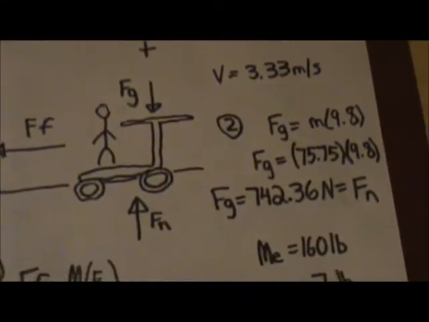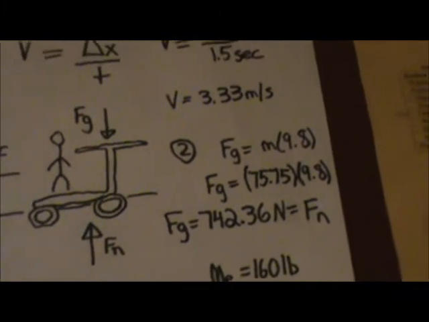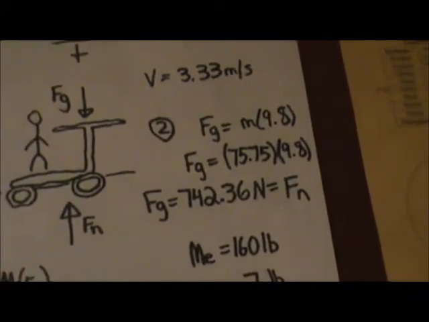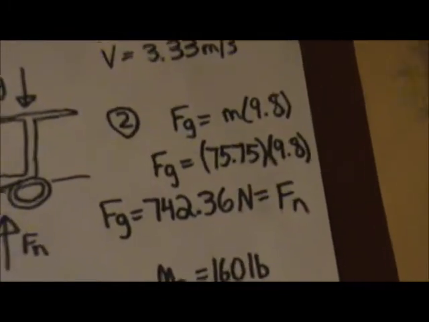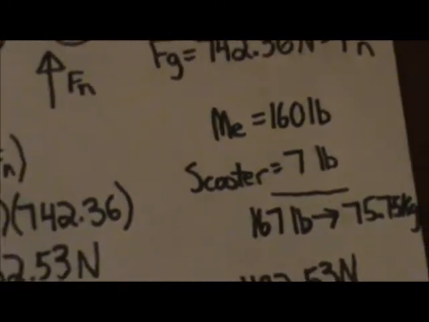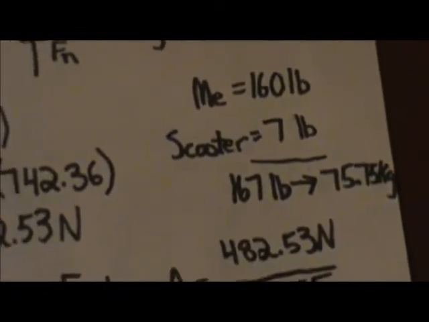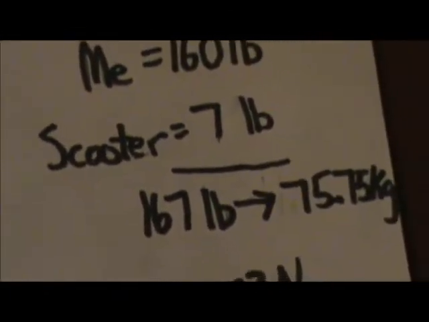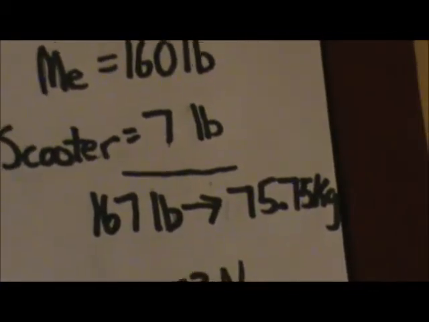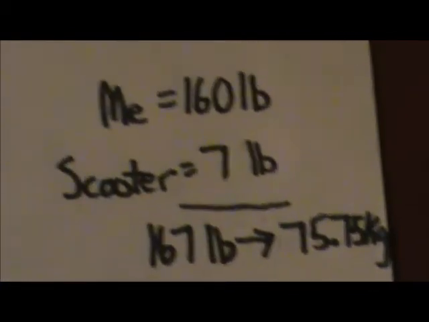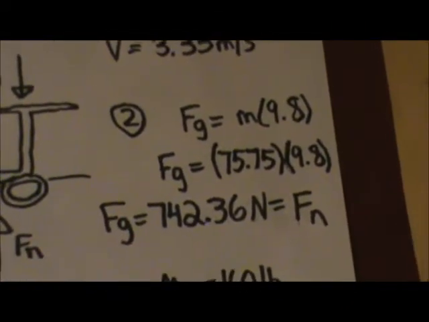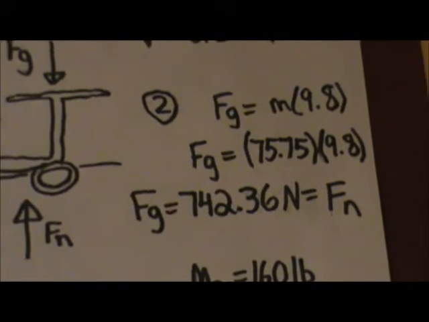Next, we solve for force gravity. The equation for force gravity is mass times 9.8. In order to get mass, we have to take my weight, 160 pounds, plus the scooter's weight, 7 pounds. We add them up and get 167 pounds. Then we convert that to kilograms and we get 75.75 kilograms. We plug that back into the equation and we solve for force gravity and get 742.36 newtons.